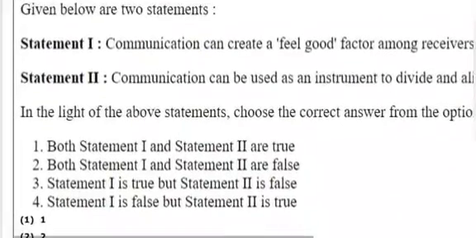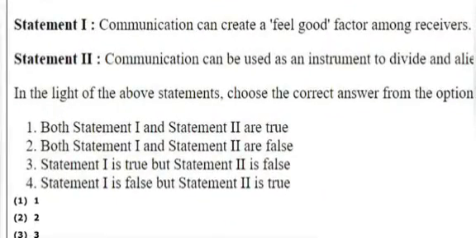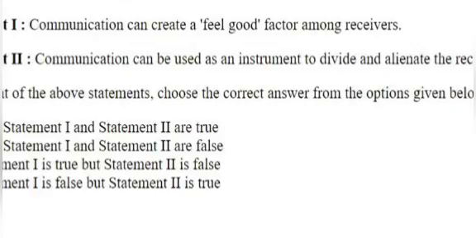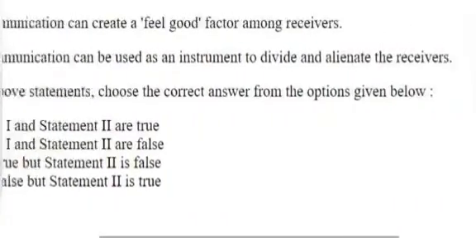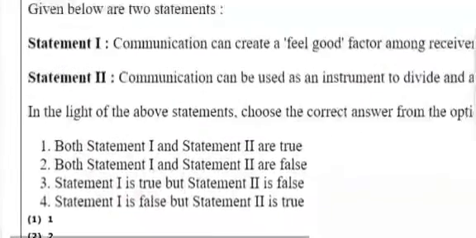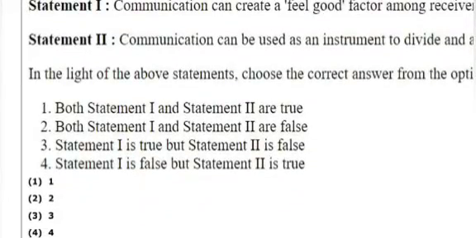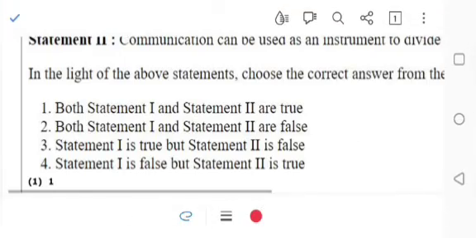Number 20 says, given below are two statements. Statement 1 says communication can create a feel-good factor among receivers. Statement 2 says communication can be used as an instrument to divide and alienate the receivers. Number 20, the correct option will be number 1. Both statements 1 and 2 are true.